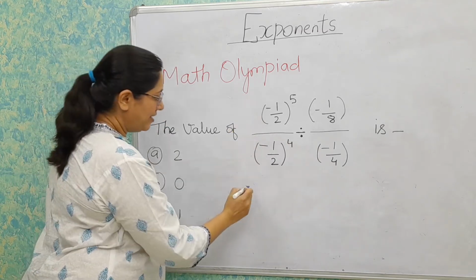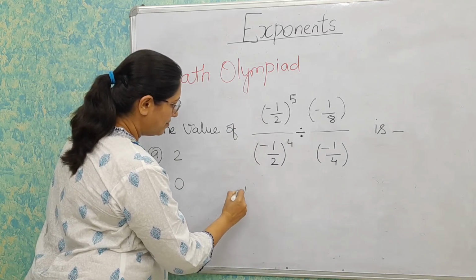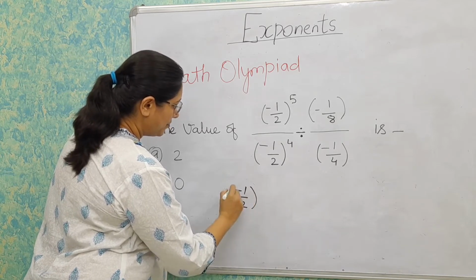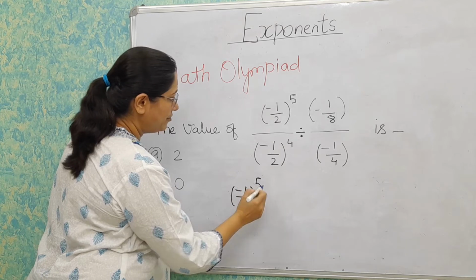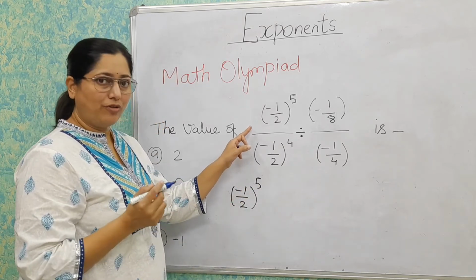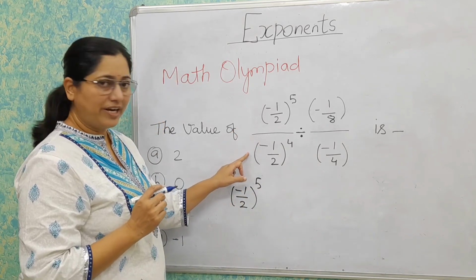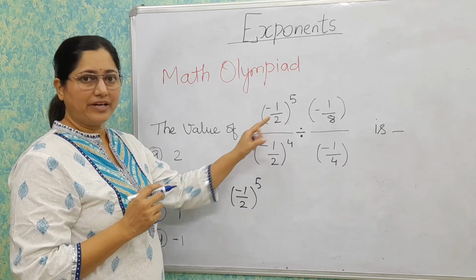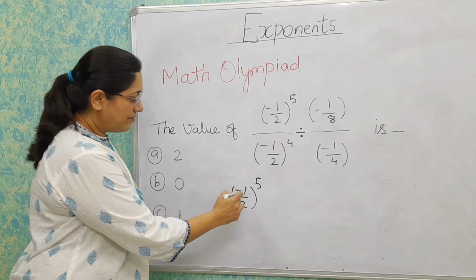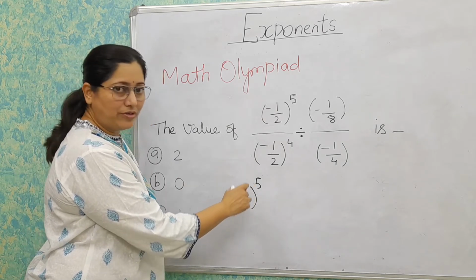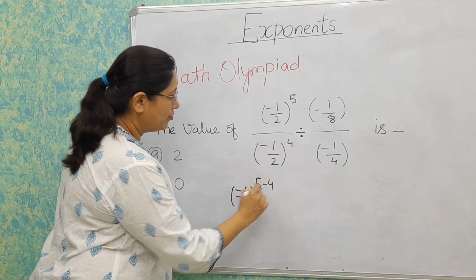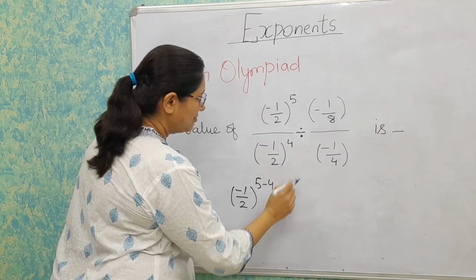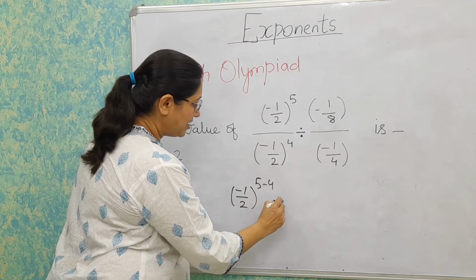So first I will write it as minus 1 upon 2 raised to the power 5. As per the law of exponent, whenever we have to divide two numbers with same bases, we have to simply subtract the exponents. So first I will write minus 1 upon 2 raised to the power 5 minus 4. So this is done.